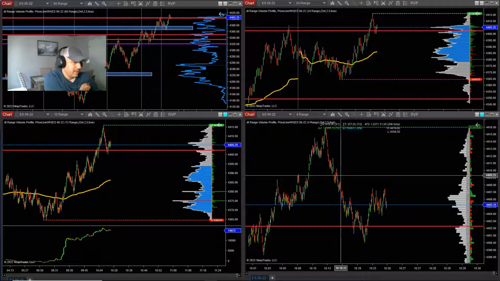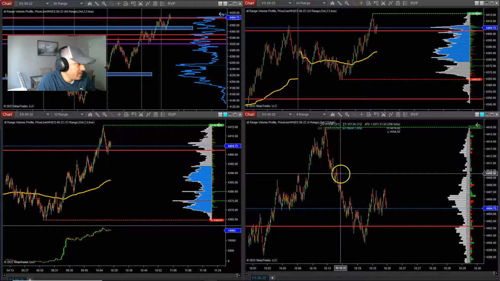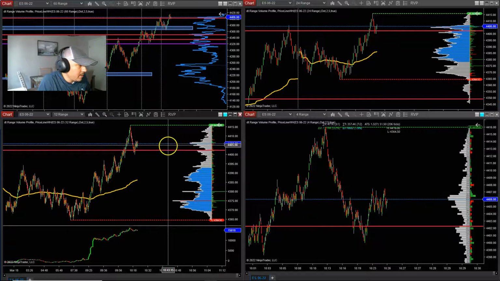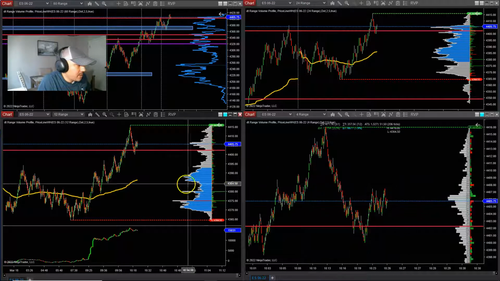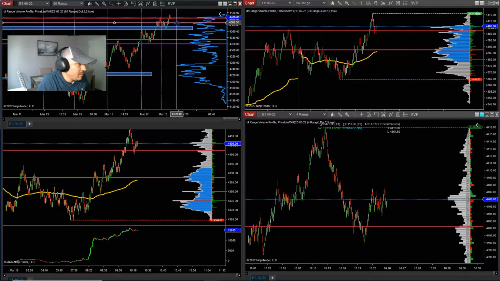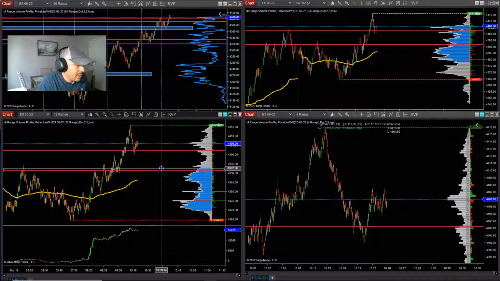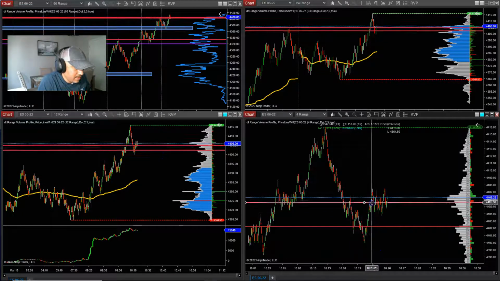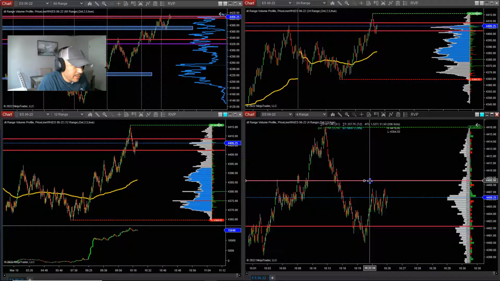Okay. Let's see if it's going to do it. Not sure. It's got to break. To me, I got to see it break. I'm gonna move this line up here. Got to see it break. This area right here.